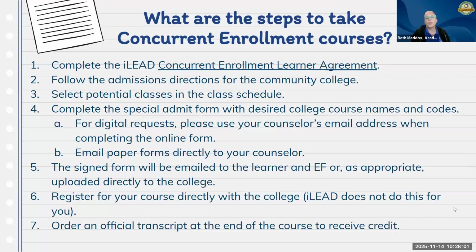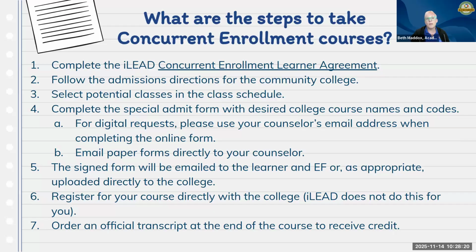So the steps for concurrent enrollment specifically, so specifically if you are a high schooler wanting to take classes, or middle schooler wanting to take classes at your local community college, outside of that individual partnership that we have with ABC. So we're looking at our local community college. The first thing that you need to do is complete our concurrent enrollment learner agreement.